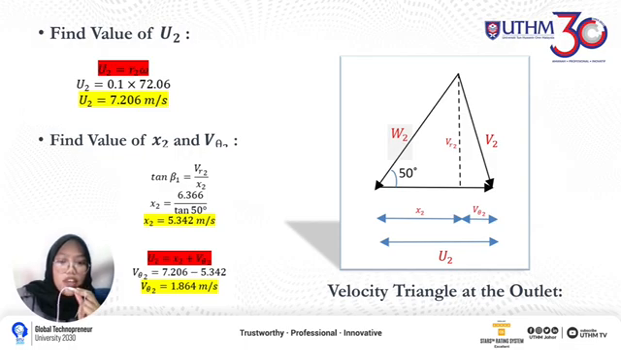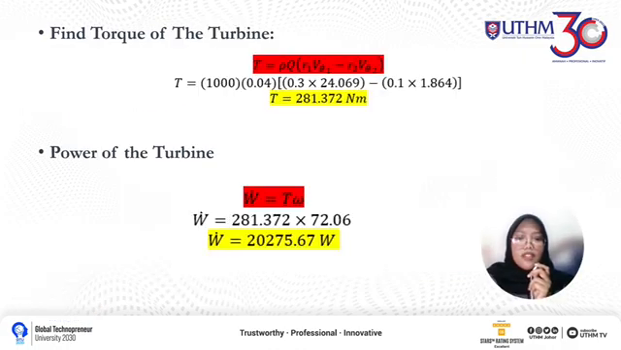To find the values of X2 and V theta 2, we refer to the velocity triangle at the outlet. So we got X2 is equal to 5.342 meter per second and U2 is equal to X2 plus V theta 2. So we arrange the formula. We can get the value of V theta 2 is equal to 1.864 meter per second. Since we have the values of V theta 1 and V theta 2, we can find the torque and power of the turbine by using the formula. For the torque, we got 281.372 Newton meter, while for the power it is 20275.67 watt.